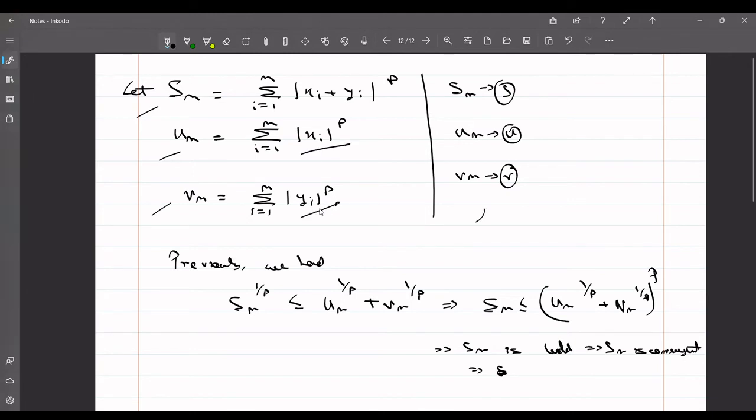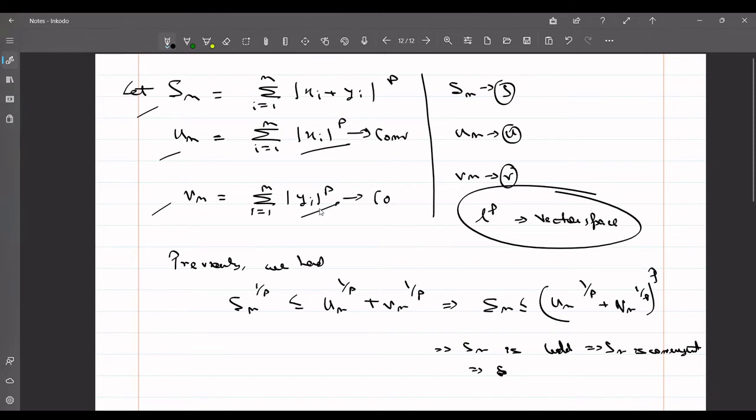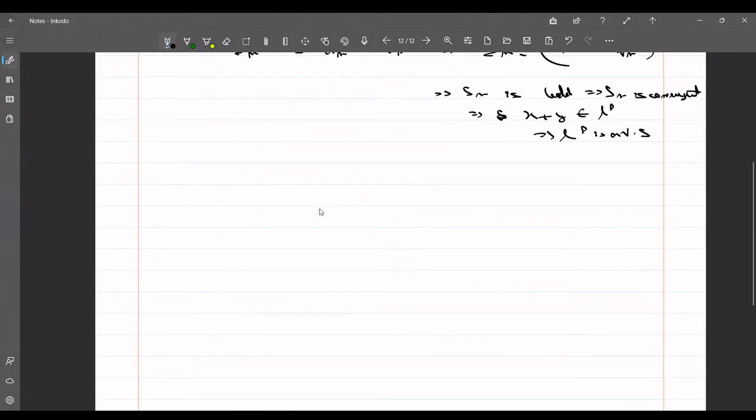Basically, we tried to prove that LP is a vector space. So we took this to be convergent, this to be convergent. Basically what we did is that we take x, y from LP. So this is a convergent series, this is a convergent series. Then we try to prove x plus y belongs to LP, so we need to prove this is a convergent series, which we have done here. So x plus y belongs to LP, which implies LP is a vector space. Simple sense. I directly wrote vector space because the scalar multiple case is very much clear.